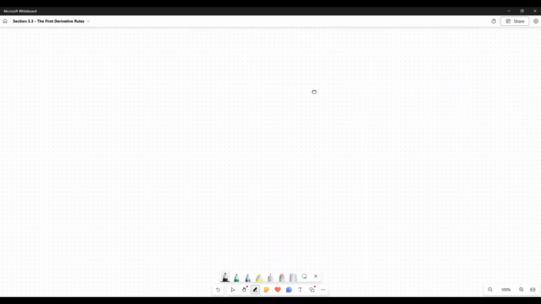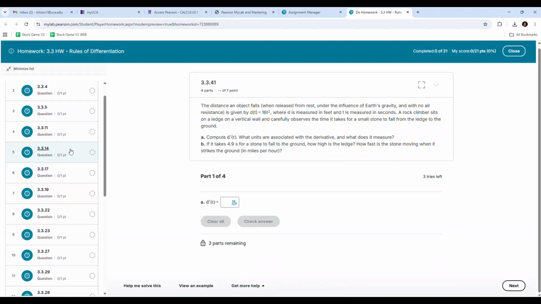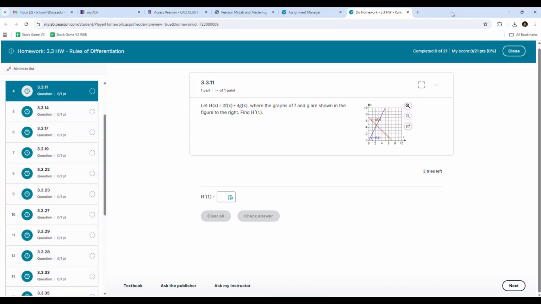Okay. Now those are all well and good, and there's at least one example that I want to look at in your homework that deals with this. I think it's question number 4. I thought this was a really, really good question, which is why I assigned it. It says, let h of x equal 2 times f of x and 4 times g of x, where the graphs of f and g are shown in the figure to the left. And the question is, find h prime of 1.